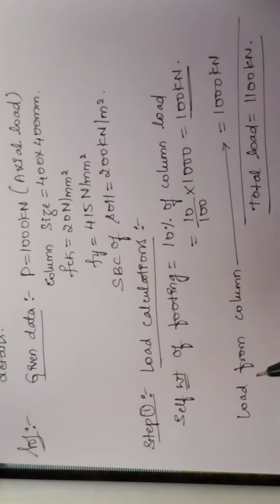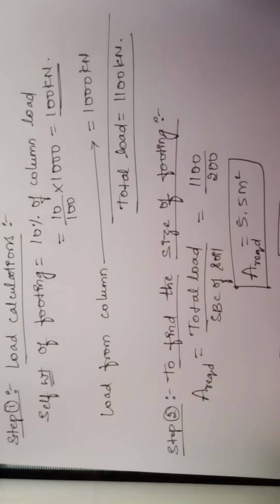Then you have to write the column load here which is 1000 kilonewton. Then add both the values. On adding both the values you will get the total load which is carried by the footing, that is 1100 kilonewton. So that completes step number 1. Let us move to step number 2. In step number 2 we have to find the size of the footing.